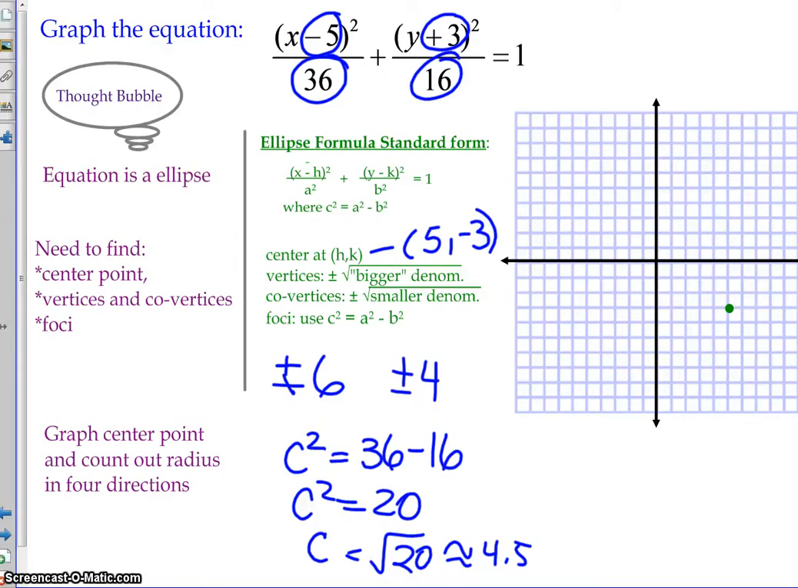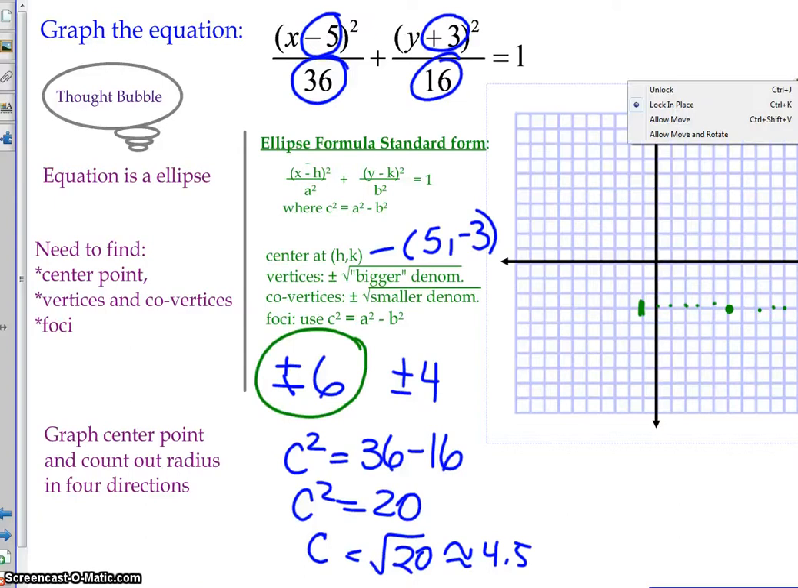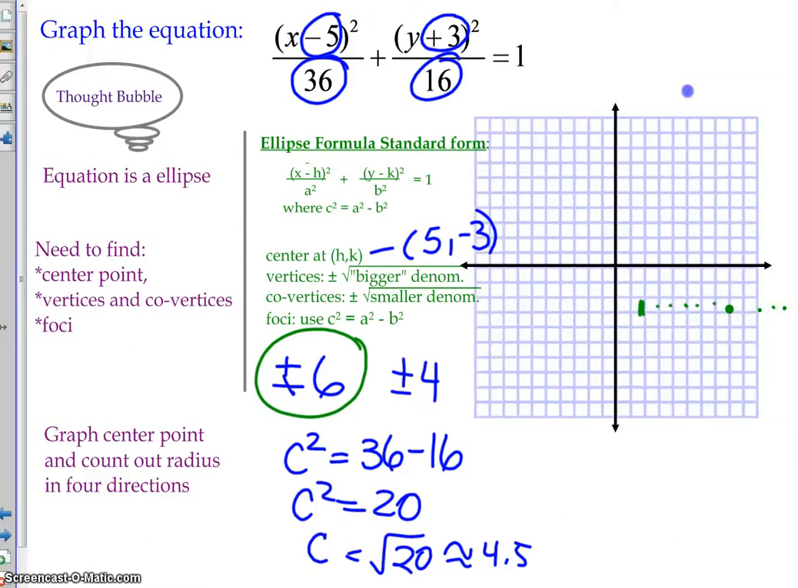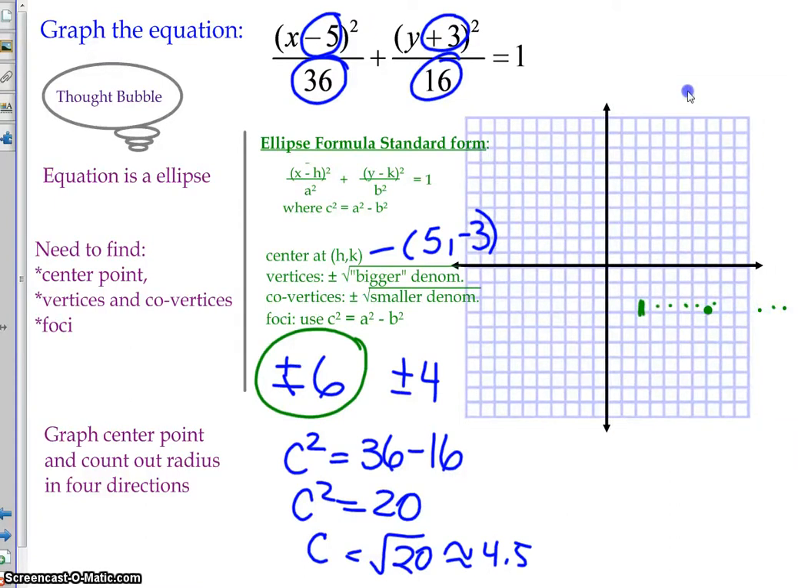From my center point, I'm going to go in the x direction. I'm going to go plus and minus 6. 1, 2, 3, 4, 5, 6. 1, 2, 3, 4, 5. Oh, I got to go way out there. I got to move over. See if I can move this. Of course I can't move it. It's locked. I'm going to unlock it. I have to move everything over.